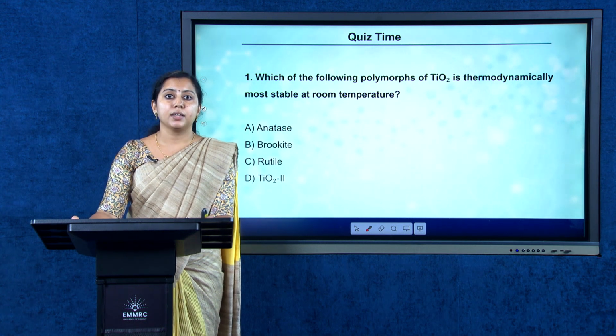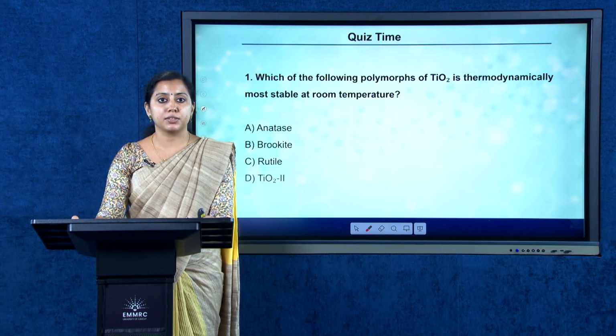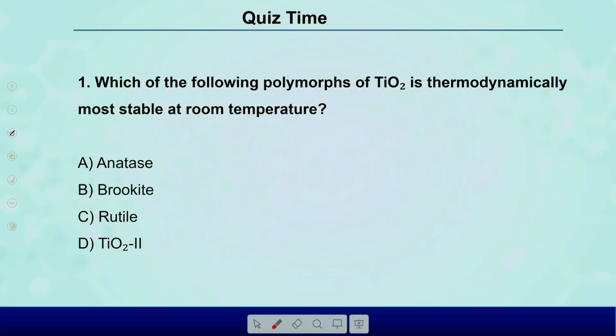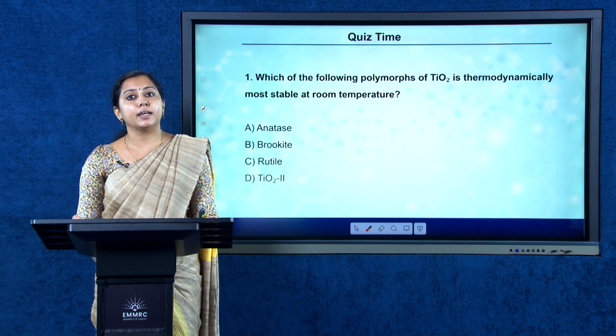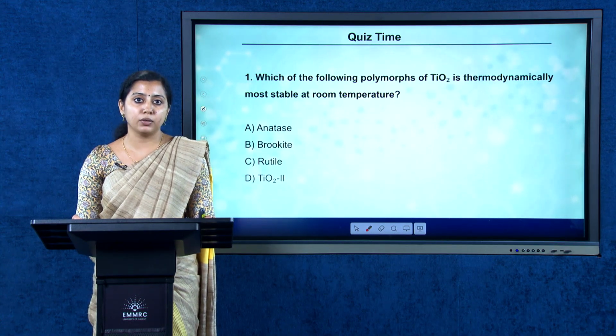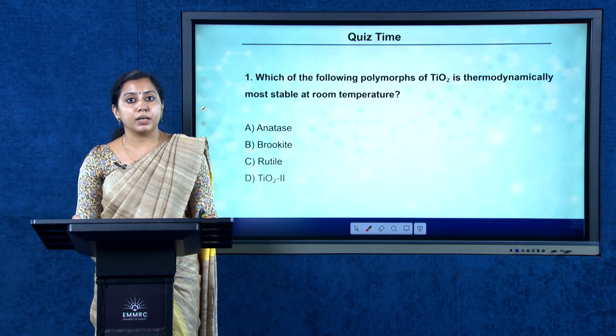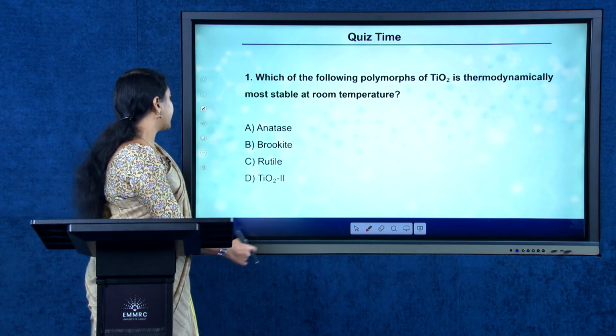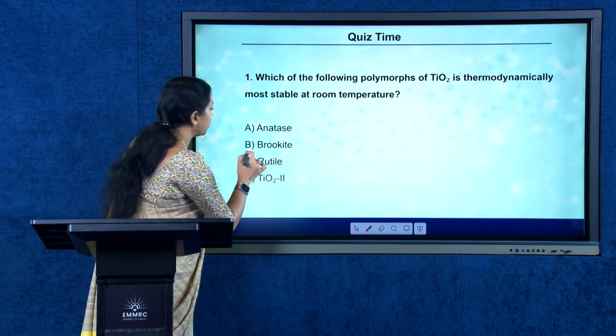Now let us discuss a few questions based on today's topic. First question, which of the following polymorphs of TiO2 is thermodynamically most stable at room temperature? Option A, anatase. Option B, brookite. Option C, rutile. Option D, TiO2 II. We have seen that among the three polymorphs of TiO2, that is anatase, brookite and rutile, rutile is thermodynamically the most stable one. So the correct option is option C, rutile.